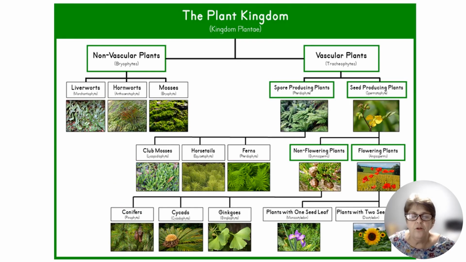So this right here is just a chart showing the plant diversity. The non-vascular land plants are what we're looking at now. They don't have vascular tissue: liverworts, hornworts, and mosses. Then all the rest are vascular plants, and they are plants that have vascular tissues. So there's spore-producing vascular plants, that's club mosses, horsetails, and ferns. And then we have seed-producing vascular plants, and they're divided into non-flowering plants and flowering plants. So you may want to refer back to this page as you go through each of these groups in your notes.